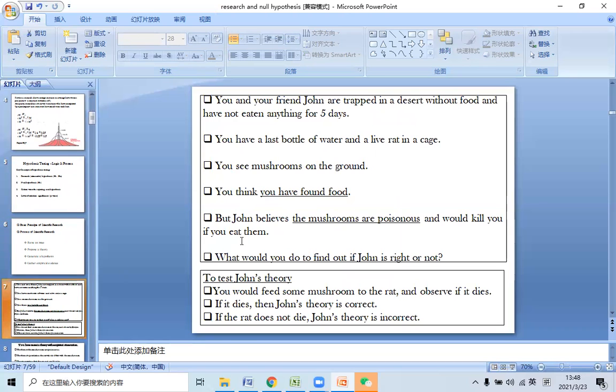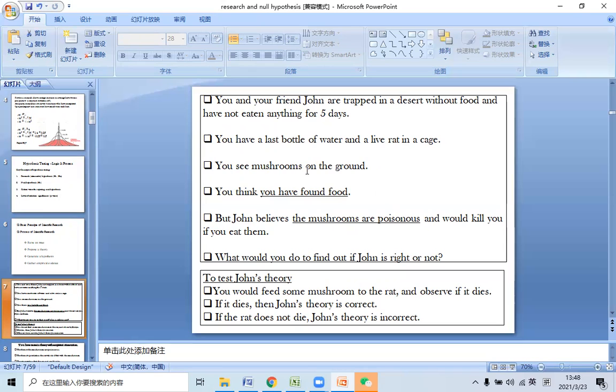Let's look at an everyday example. Suppose you and your friend John, you are trapped in the desert. You are in trouble. You don't have any more food, and you have not been eating for days. You are hungry. You are in danger. And you have one bottle of water, and you have a live rat in the cage. That's your pet. Your pet rat in the cage.